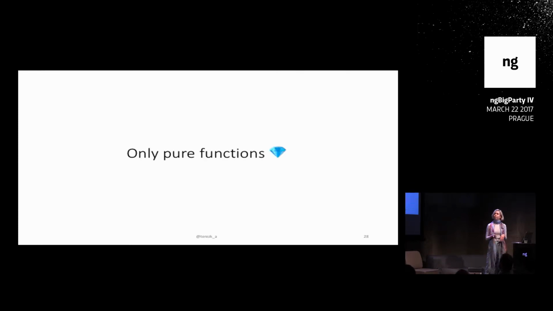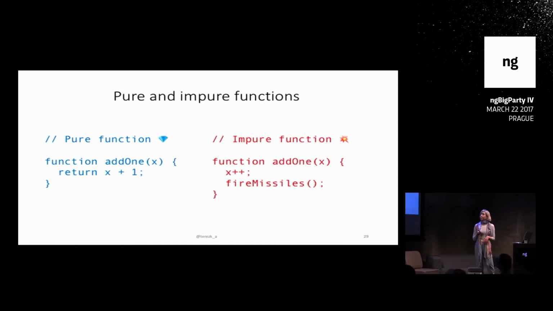Since Elm is a purely functional language, you can only use pure functions. What does this mean? A pure function is a function which always has a return value, and this return value is made only from the arguments that you pass in. So it doesn't have any other contact with anything else, and it can't change anything outside its own scope. So this is a pure function, and in JavaScript pure functions you can, I don't know, fire missiles, doesn't matter, you can do whatever you want. It's JavaScript.